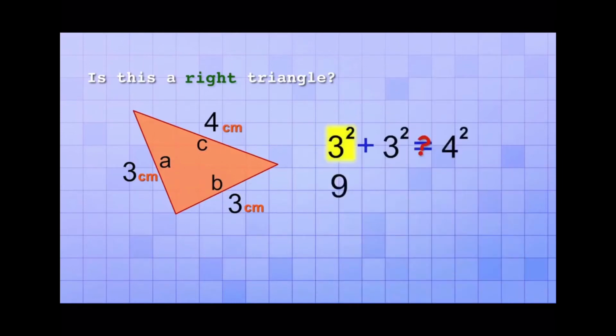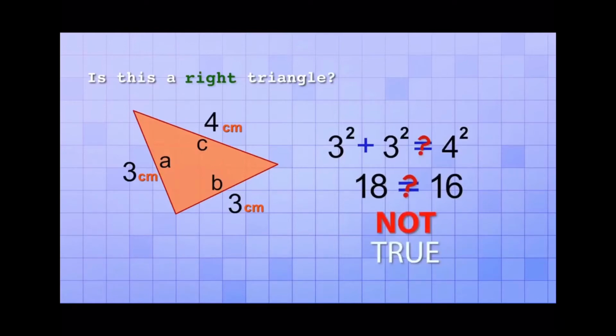3 squared is 9, so on this side of the equation we get 9 plus 9, which is 18. And on the other side, we have 4 squared, which is 16. Uh-oh, that doesn't look right. Our equation simplified to 18 equals 16, which is definitely not a true statement.